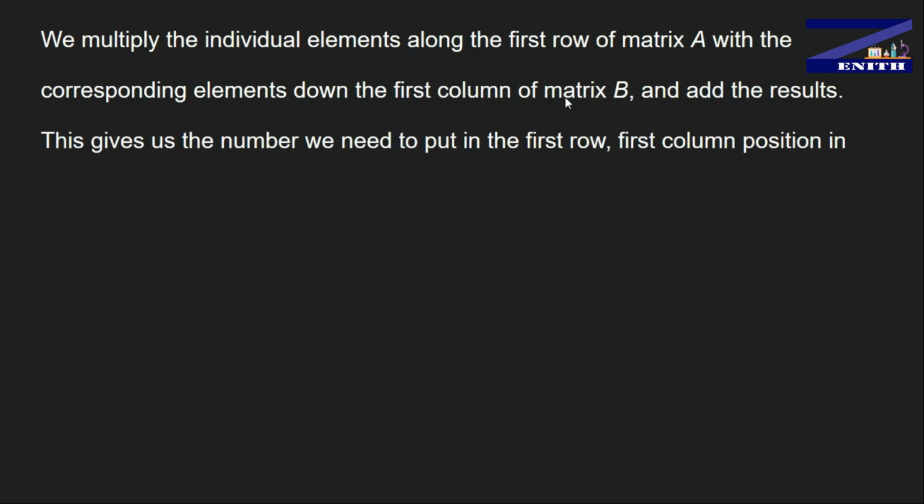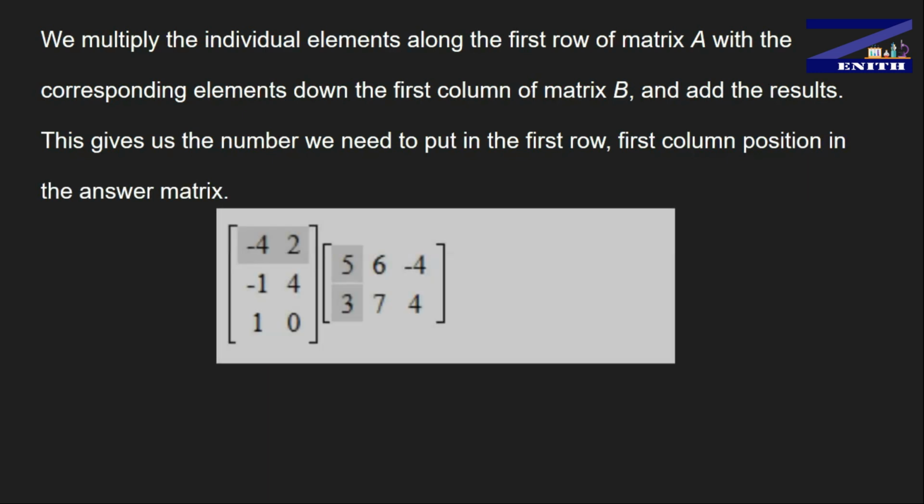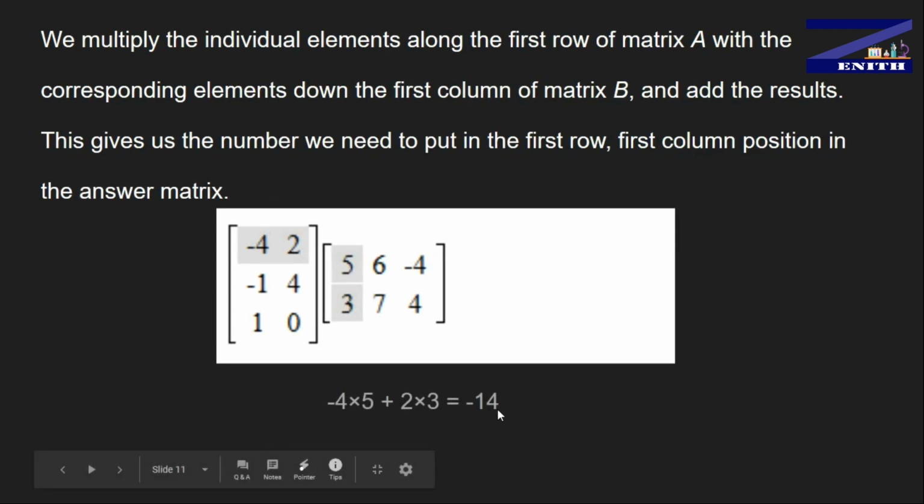This gives us the number we need to put in the first row, first column position in the answer matrix, as you are seeing here. This is the particular row and this is the particular column. Just multiply them and add them. So after adding them you are getting minus 14.